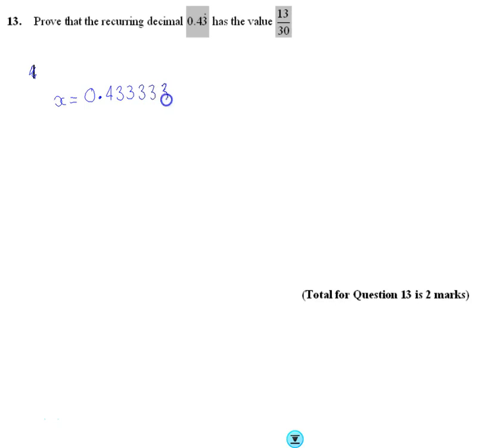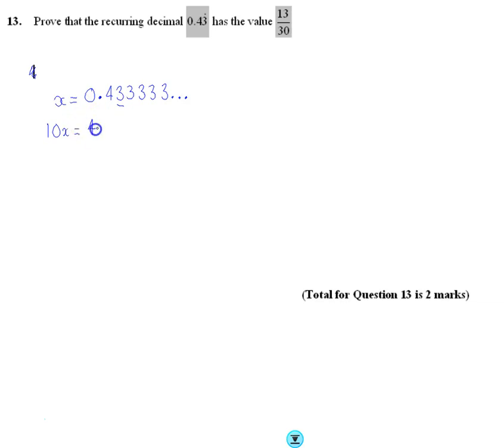That recurring means 0.4 and then the 3's repeat. Because I've got a repeating block of 1, I'm going to multiply by 10 and move everything one space to the left. Repeating block of 2, I multiply by 100. Repeating block of 3, I multiply by 1,000. Anyway, so I go 10x.